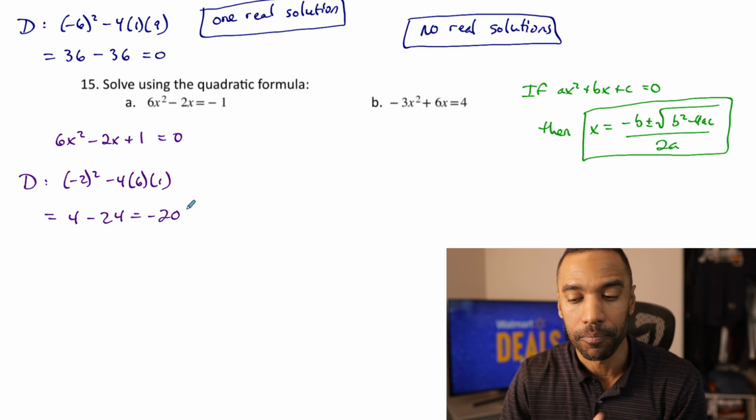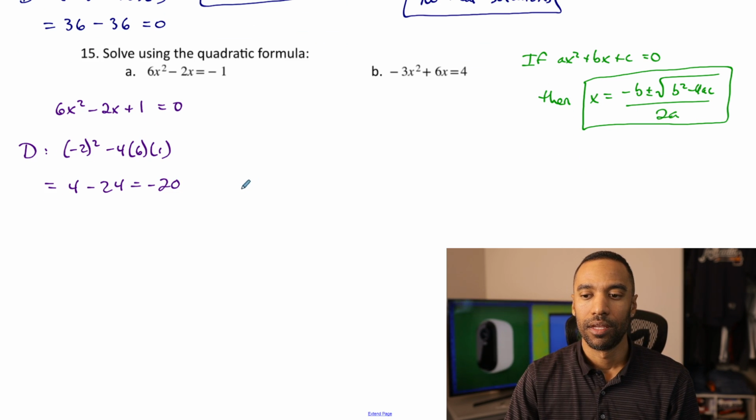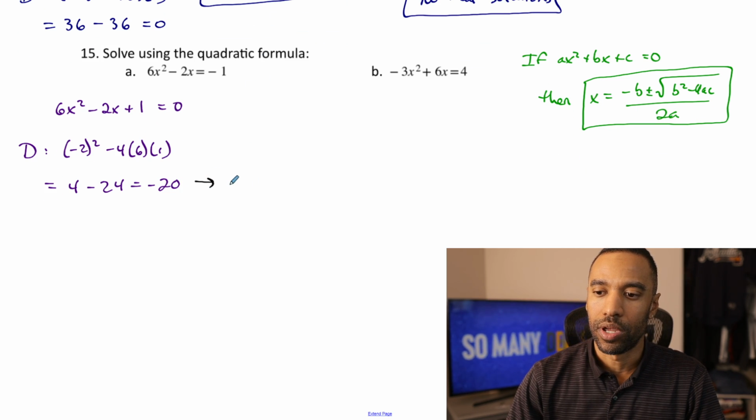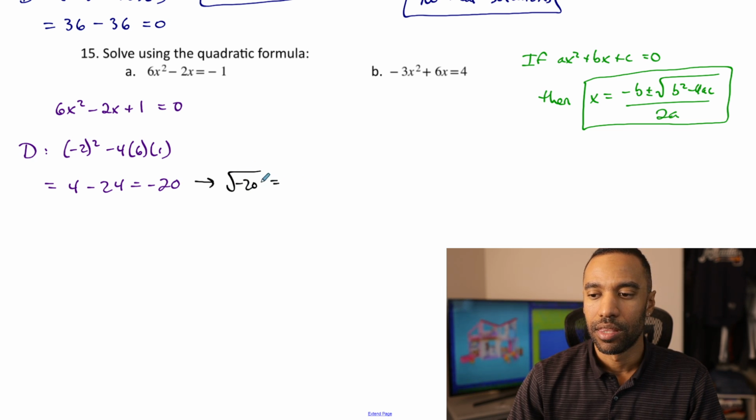This is no real solutions. That doesn't mean I don't solve. It just means this is the part that goes inside the square root. My answer will have i's in it. So keep in mind, we are going to be doing the square root. I'm going to do as few steps in the quadratic formula as I can. This is 2i root 5.